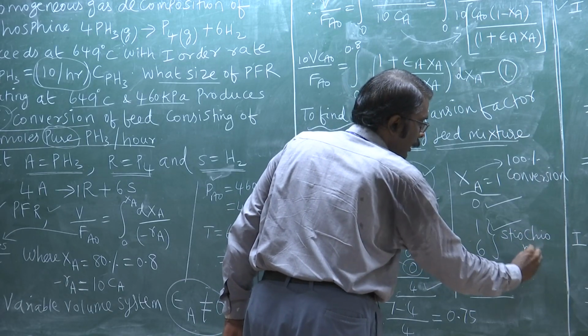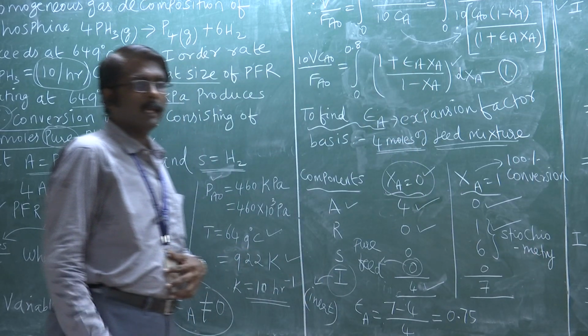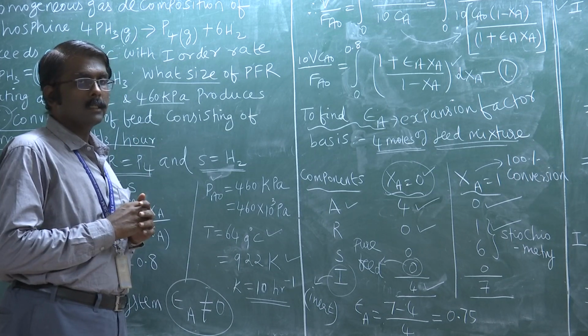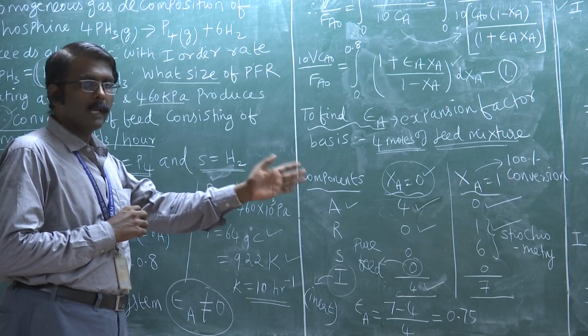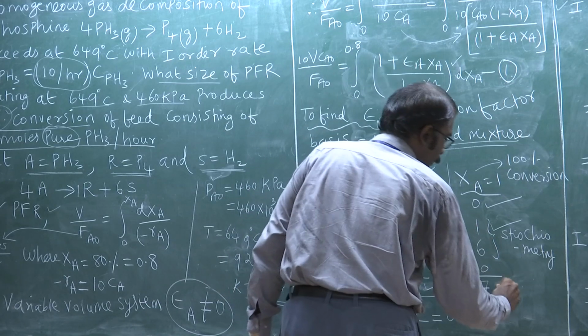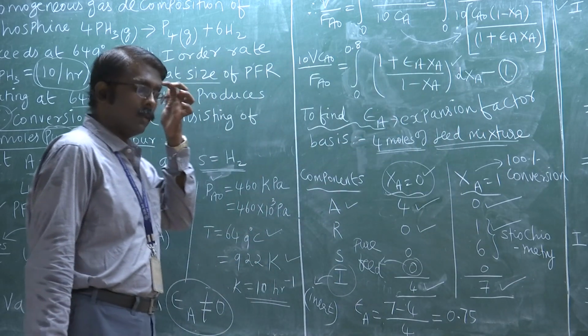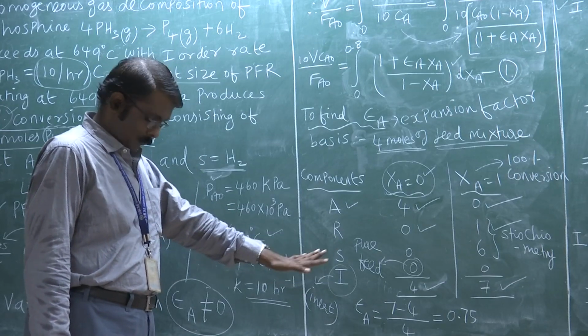This reference I am taking from stoichiometry. From stoichiometry we observe that 4 moles of A give us 1 mole of R and 6 moles of S. So the same value we can take as a reference value for that column also. Now the total number of moles when Xi equal to 1 is 7. With this total number of moles, let us find the expansion factor value.